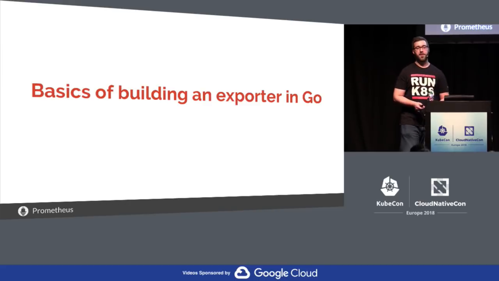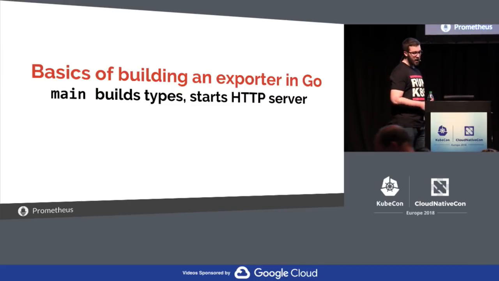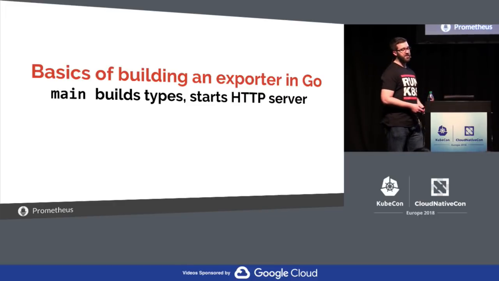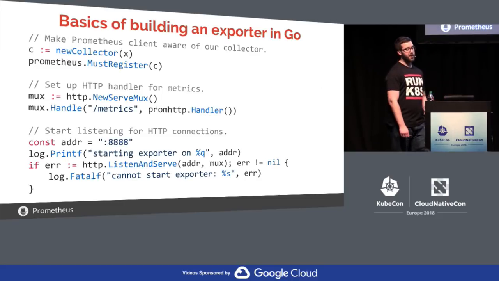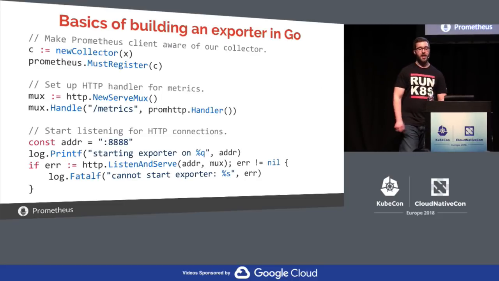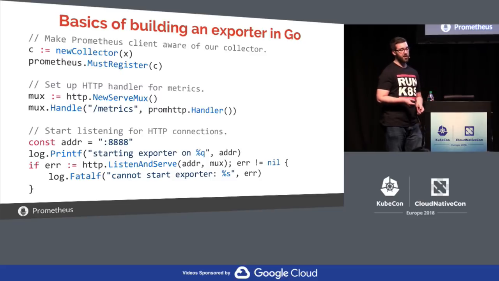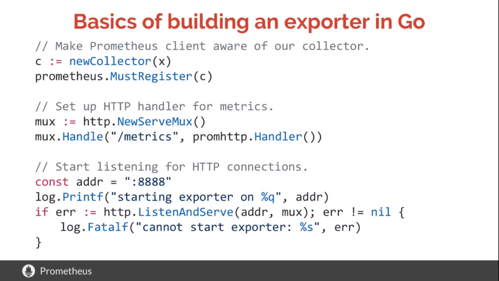So let's start with some of the basics of building an exporter in the Go programming language. To start, your function main is going to build your types, wire up dependencies, and start an HTTP server. First, we create this collector type we'll talk about shortly, and we make the Prometheus client aware of the collector. We set up an HTTP handler and expose metrics over the standard /metrics endpoint, and then we finally start listening for HTTP connections for Prometheus.